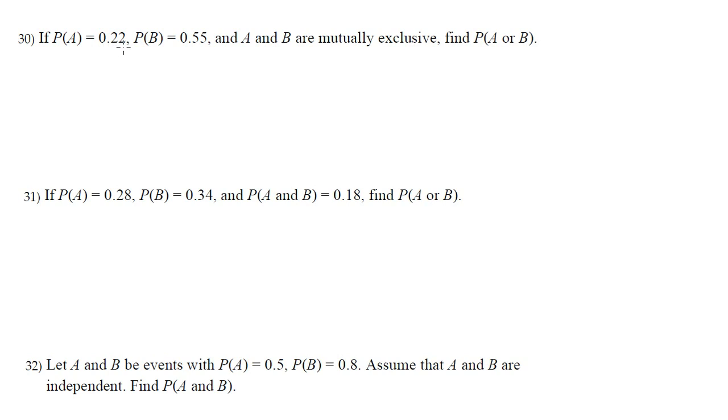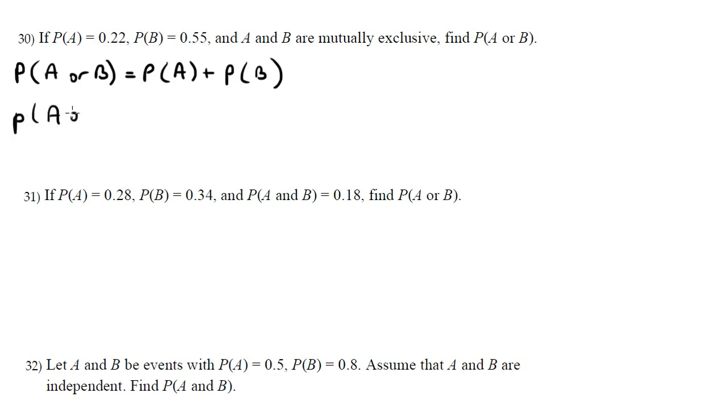If the probability of A is 0.22, the probability of B is 0.55, and A and B are mutually exclusive, find the probability of A or B. Now, the first formula is for mutually exclusive events. It reads the probability of A or B equals the probability of A plus the probability of B. This is if these events are mutually exclusive, which means they don't share any intersection. Those two events cannot occur at the same time.